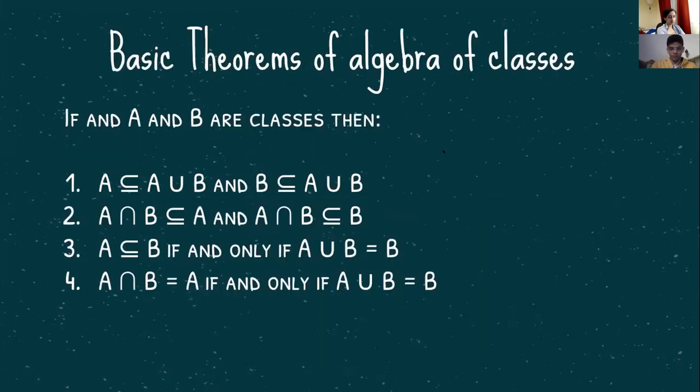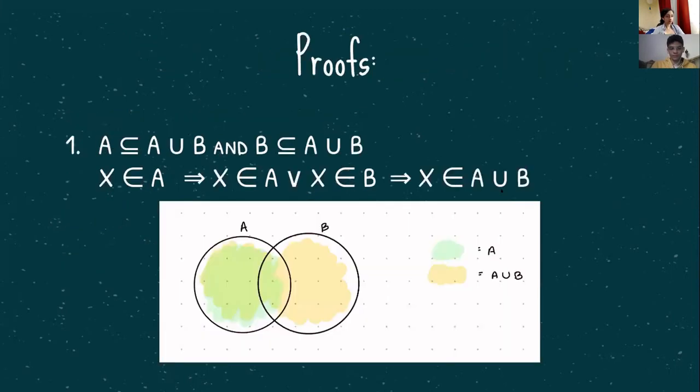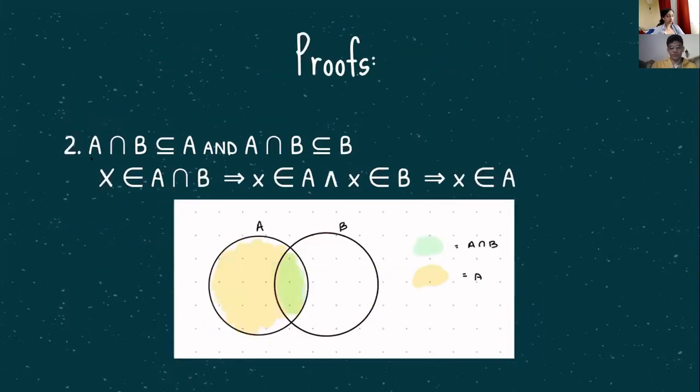Okay, so I think we can go on to try the second one. What we're trying to prove is that A intersection B is a subclass of A, or that A intersection B is included in A, and the same thing for B: A intersection B is a subclass of B.